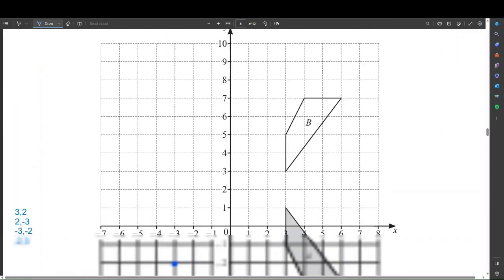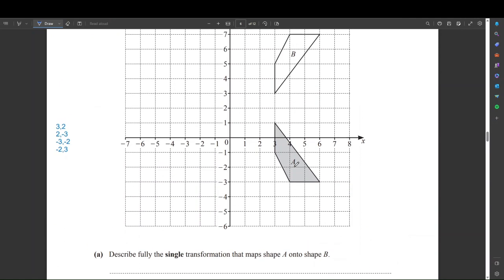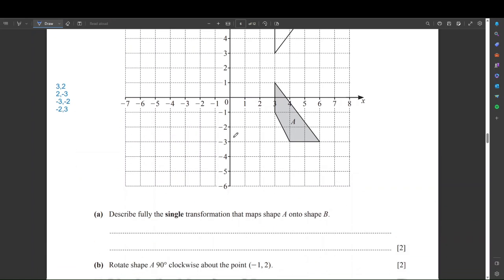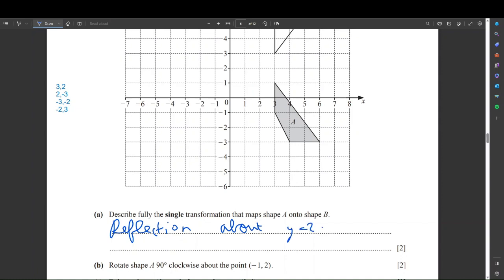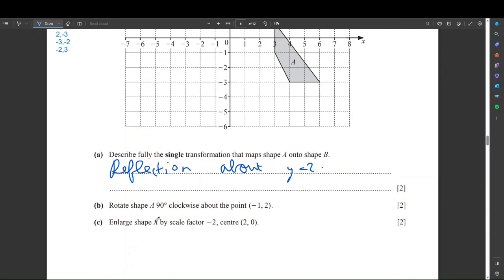Right? Next. Question number 10. Describe fully this single transformation that maps shape A onto shape B. Now, obviously, we see that there is a reflection happening over here across the line y equal to 2. So there is a reflection about y equal to 2, right? And yeah, that's it. Now rotate shape A 90 degrees clockwise about the point minus 1 comma 2.